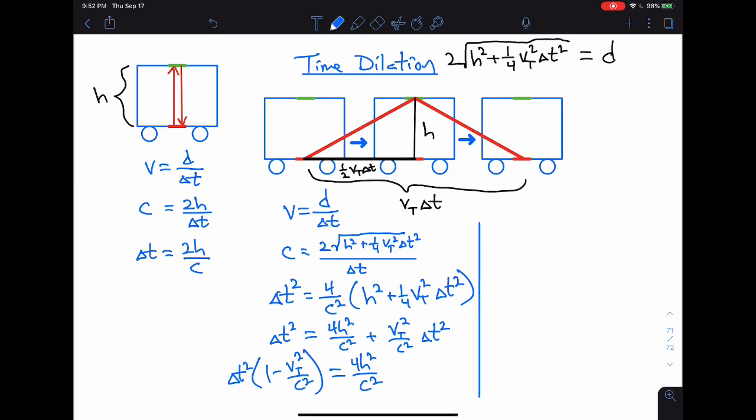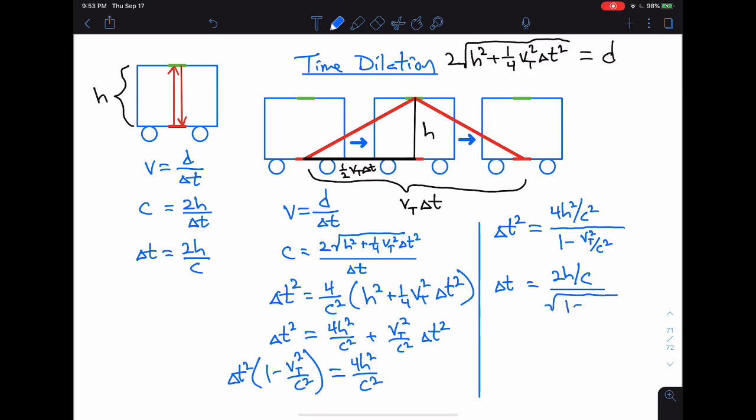So continuing to the other side and solving for delta t squared, I'm going to have 4h squared over c squared. Okay. And that's going to be 1 minus v_t squared over c squared. Take the square root of everything. And I'm going to get 2h over c. And this is going to be the square root of 1 minus v_t squared over c squared.